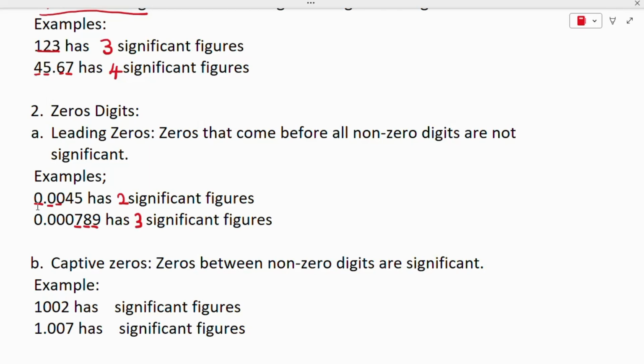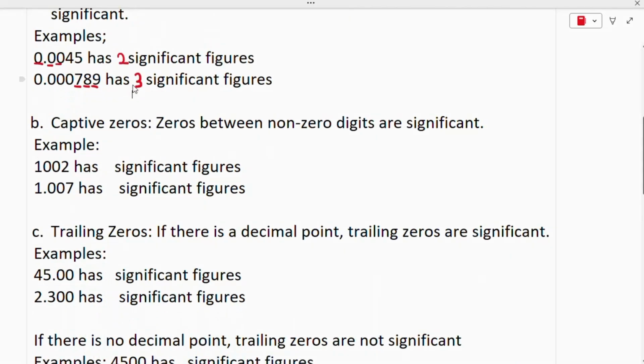Still under zero digits we have the captive zeros. Zeros between non-zero digits are significant. Any zeros in between non-zero digits are significant. So this particular number has 1, 2, 3, 4, so this number has four significant figures. Same goes for this one, 1, 2, 3, 4. This number has four significant figures. So zeros that are captive in between non-zero digits are significant.